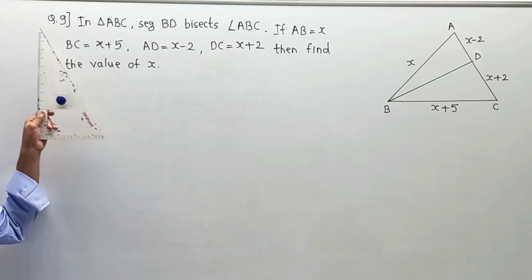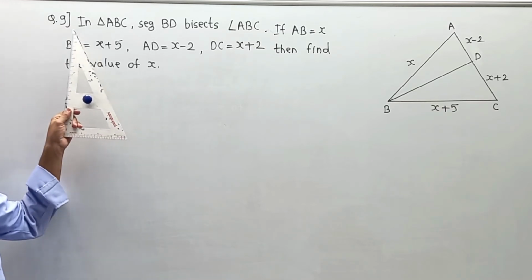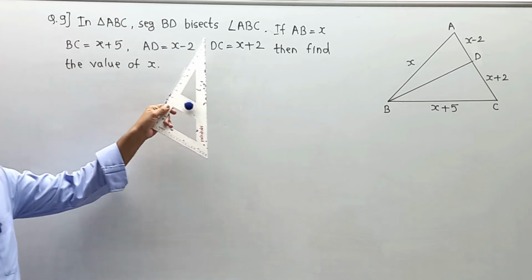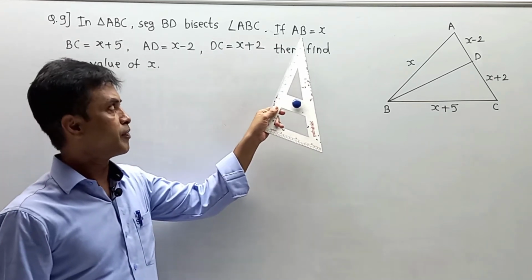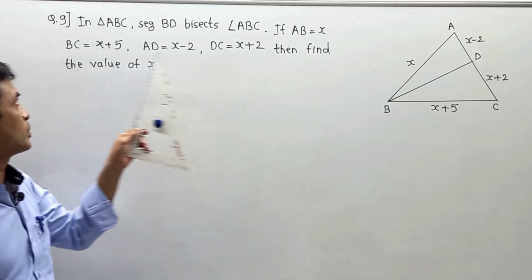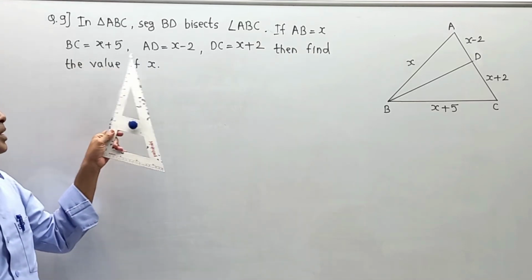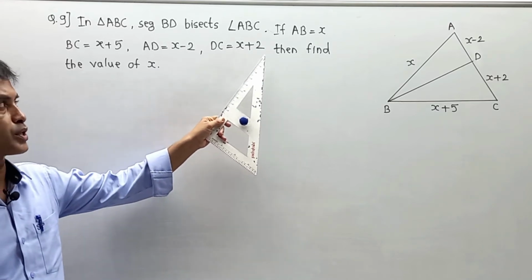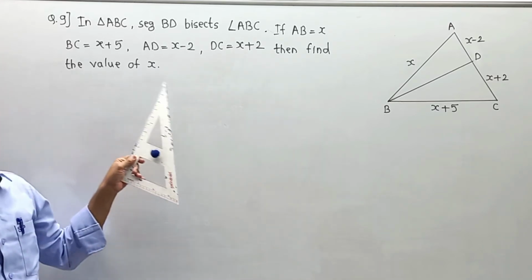Now moving to the next question, that is question number 9, and the part is, in triangle ABC, segment BD bisects angle ABC. If AB is equal to x, BC is equal to x plus 5, AD is equal to x minus 2, DC is equal to x plus 2, then find the value of x.